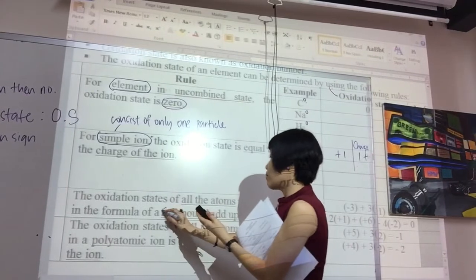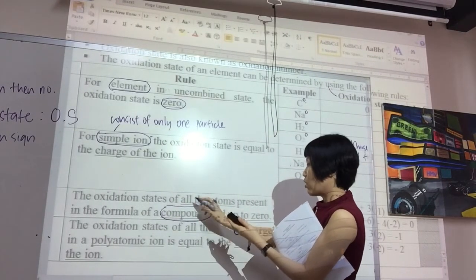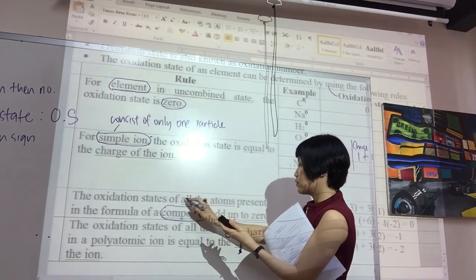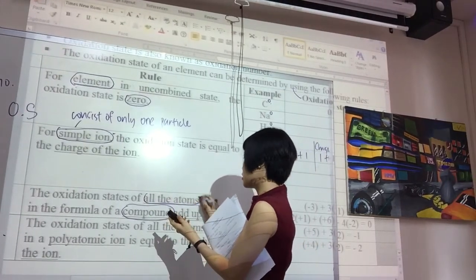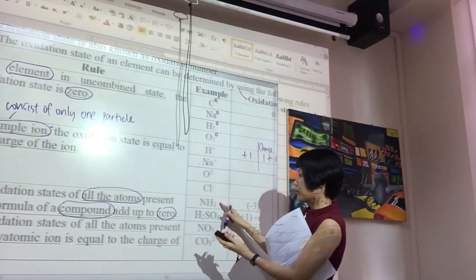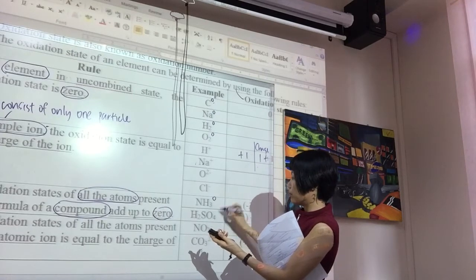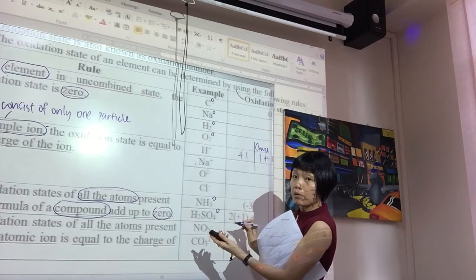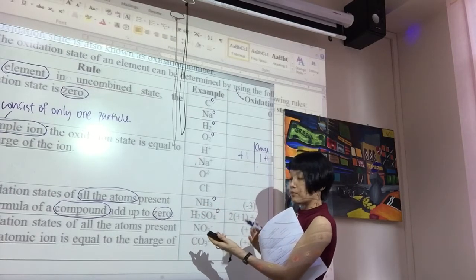When it is a compound, it is only for compound, and the oxidation state of all atoms will add up to 0. If you notice here, can you see they're all compounds? Ammonia, sulfuric acid. What does it mean when they add to 0? At the end you just put 0. So all of them, the oxidation state will give you 0, as shown in the equation.